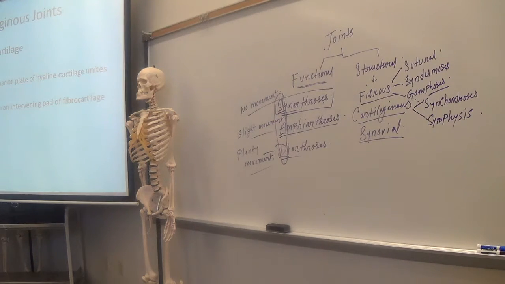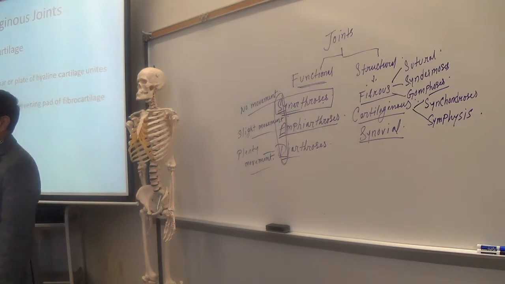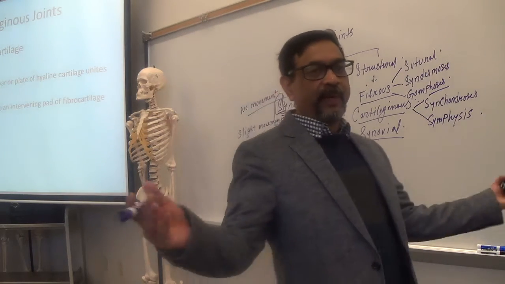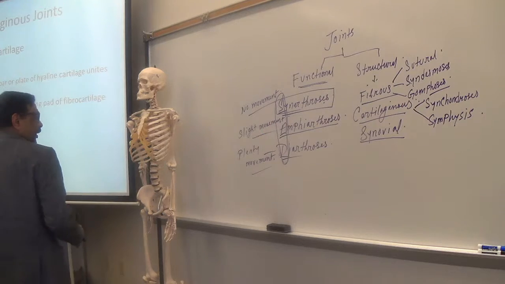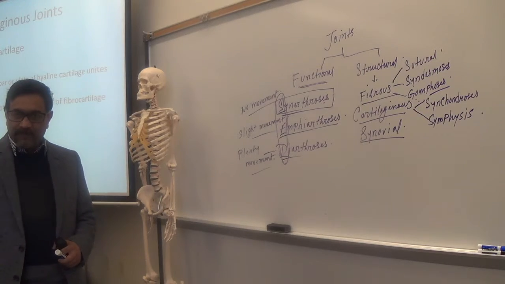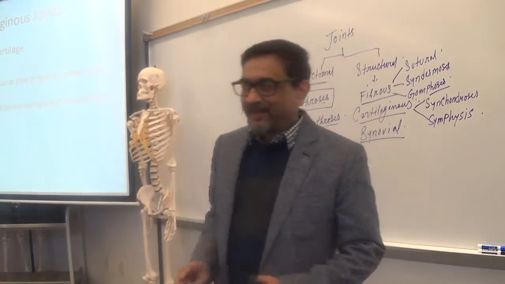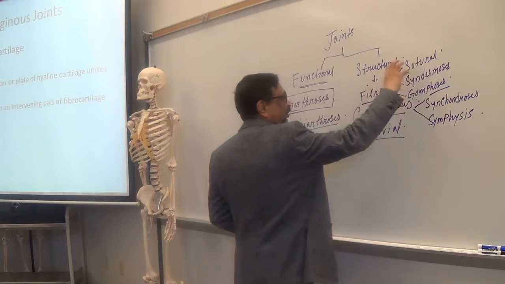Okay? So first, joints are divided into two ways: functional and structural. Functional is SAD: synarthrosis, amphiarthrosis, diarthrosis. No movement, right? Small amount of movement and plenty of movement. Structural: fibrous, cartilaginous, and synovial. Then fibrous is divided into how many types? Three. Sutures, syndesmosis, and gomphosis. Three types of fibrous.